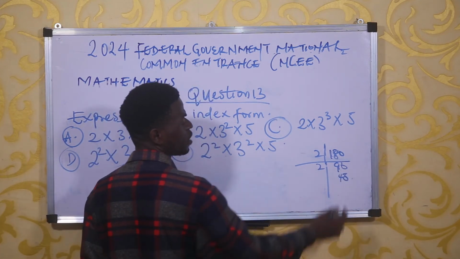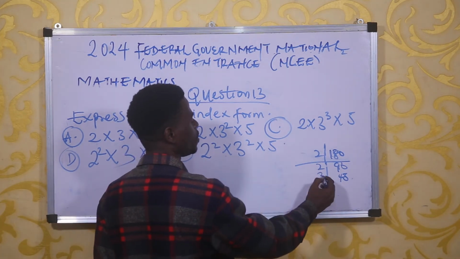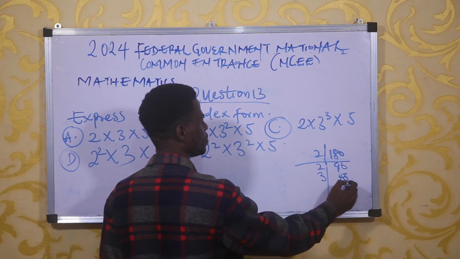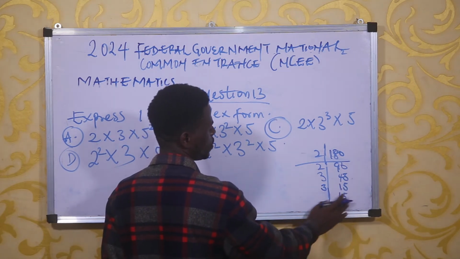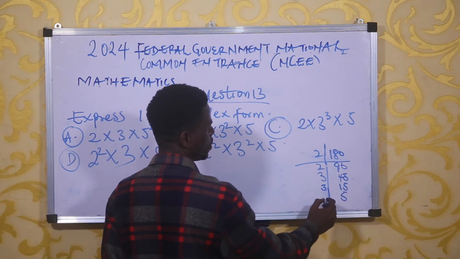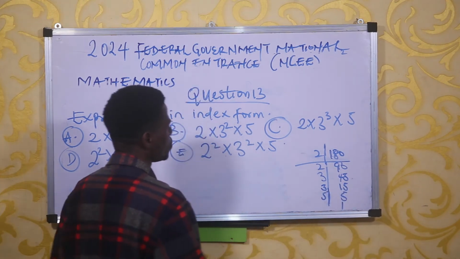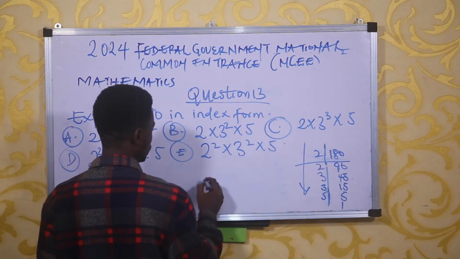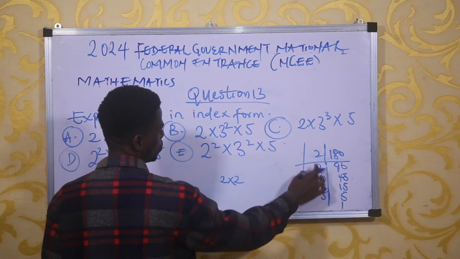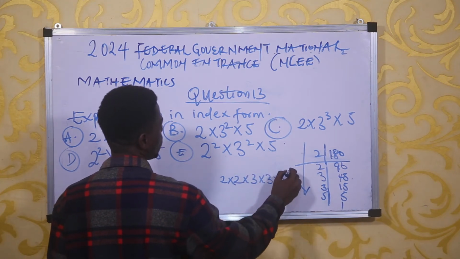Look at it, the last number is 5, so 2 cannot divide it. But 3 can still divide it. So 3 into 45 will give us 15. Then 3 can divide it. 3 into 15 is 5. Then the next number, 5 divided by 5 is 1. So we now have 2 times 2 times 3 times 3, take note of that, times 5.